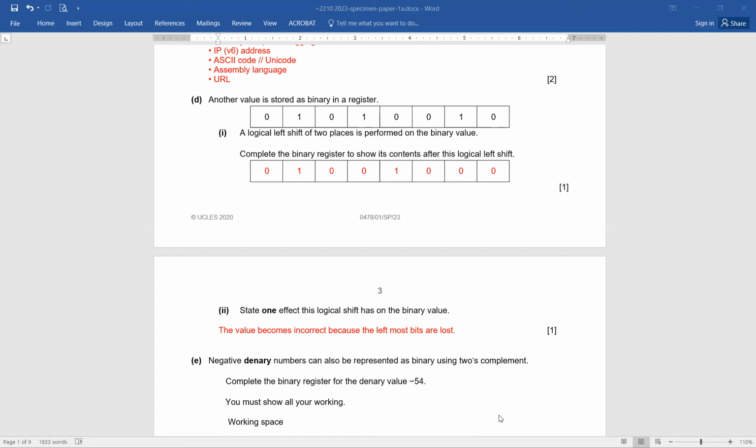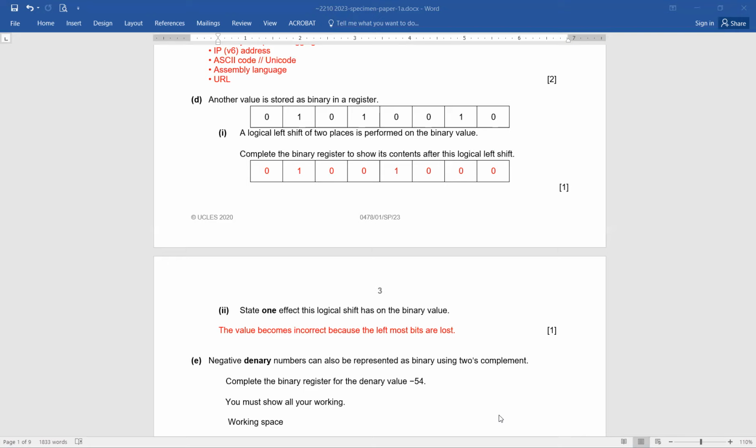That's great. Now, part E. Negative denary numbers can also be represented as binary using 2's complement. How many of us remember 2's complement? Complete the binary register for the denary value -54. By the way, if the value is a positive denary number and the word 2's complement was used there, will there be any change in your answer? Yes, Ahmed? Now that's wonderful that you remember that there will be no change in the answer. Thank you, Saad, for the correct answer.